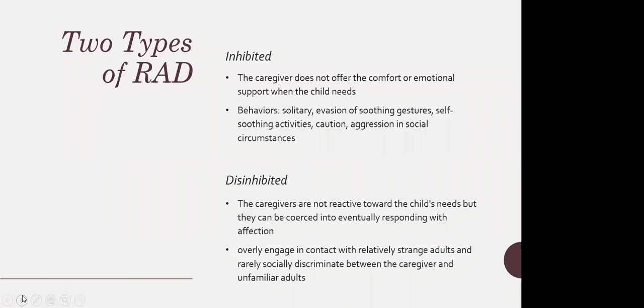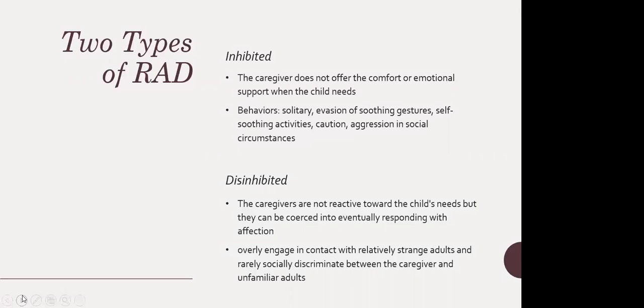For the disinhibited version of RAD, the caregivers are not reactive toward the child's needs, but they can eventually be coerced into responding with affection. This results in manners such as inappropriate familiarity and comfort seeking with unfamiliar persons, embellishment of needs for help, and enduring uneasy appearance. The disinhibited subtype identifies children that may only engage in contact with relatively strange adults and rarely socially discriminate between the caregiver and unfamiliar adults.